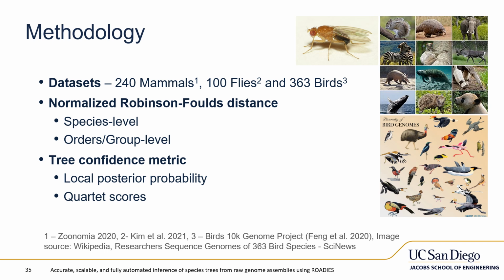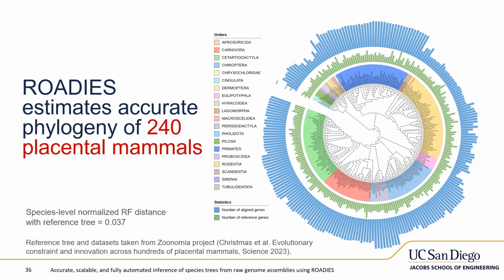We measured this normalized RF distance at two levels, the species level and the order level. Along with the tree distances, we also measured the confidence of the tree wherever the branches were different from the reference, using the local posterior probability and the quadrat scores. Now, because of shortage of time, I'll only show the results with the mammal datasets.